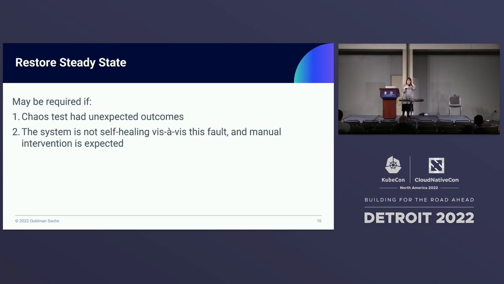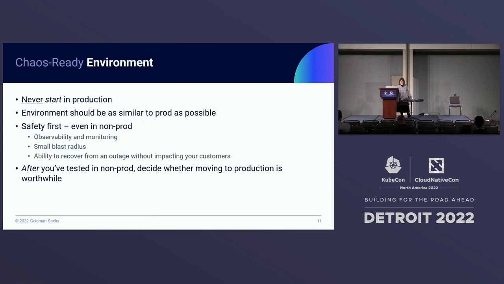Finally, you need to restore the steady state. Might not be required at all if everything went well and your system is self-healing. But if your chaos test had an unexpected outcome, you may need to do this. And since you started in non-prod, no need to panic, but you do need to get things back up and running. Or two, you knew right away the system wasn't self-healing. There would be some runbook you would need to follow, but you've documented that, and now is your chance to follow that runbook, ensure that it's well-written and well-understood and able to be executed.